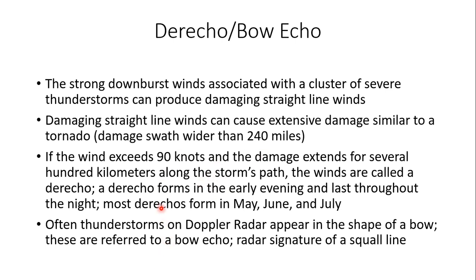So in general, the first three bullets refer to derechos, and we'll talk a little bit about that in a minute. And then the last bullet here: when you're looking at a Doppler radar product and the thunderstorm line appears in the shape of a bow, this is known as a bow echo. And bow echoes typically are associated with what's known as squall lines.